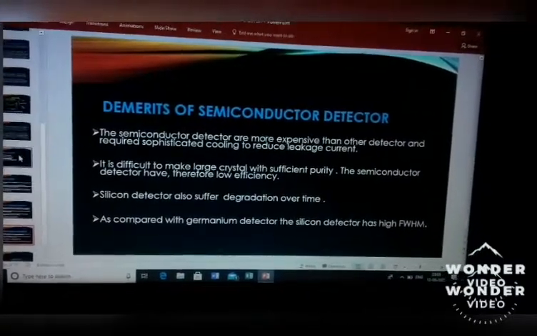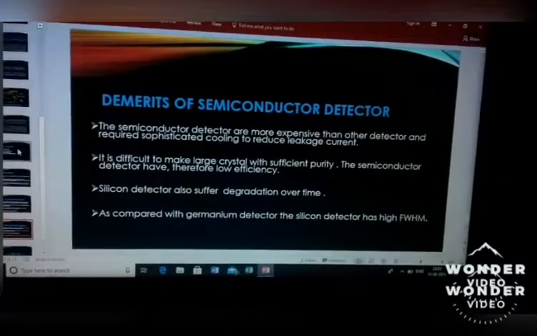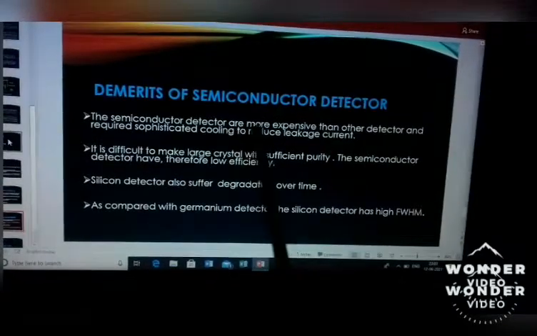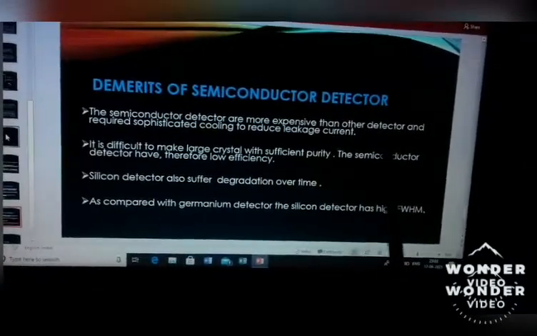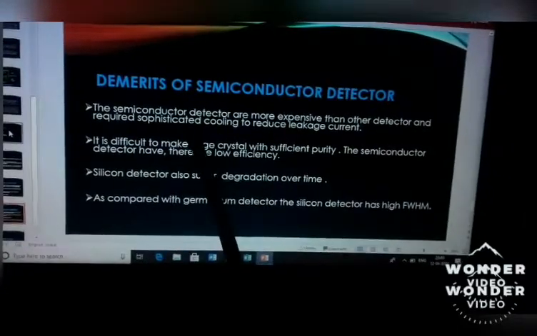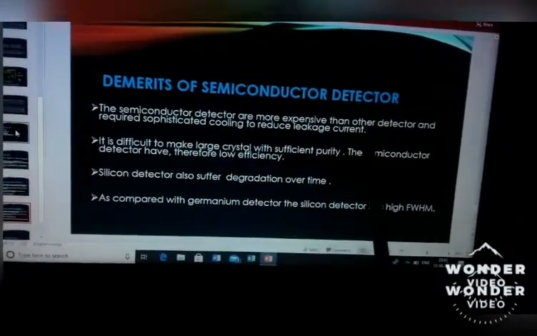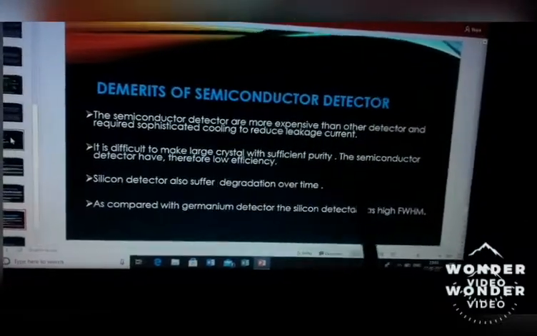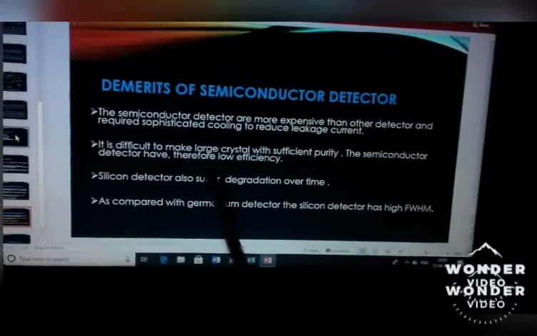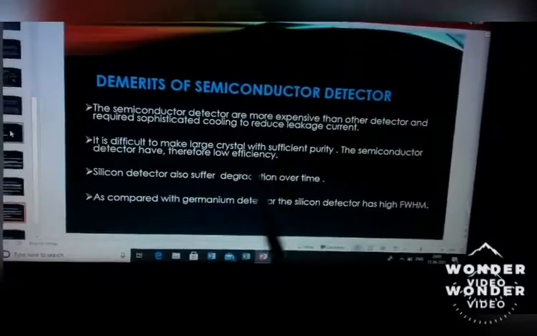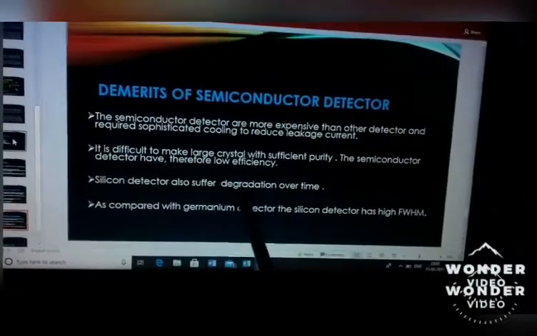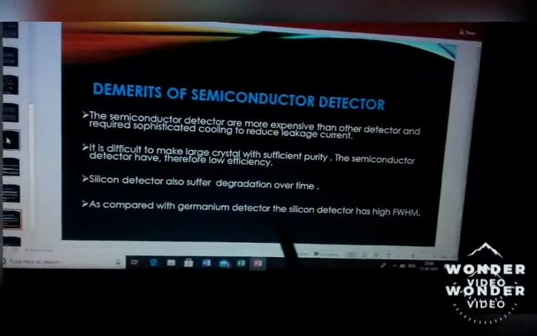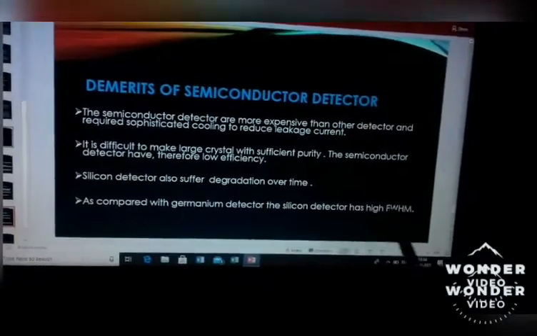Now, demerits of semiconductor detectors. Semiconductor detectors are more expensive than other detectors and require sophisticated cooling to reduce leakage current. It is difficult to grow large crystals with sufficient purity. Semiconductor detectors therefore have low efficiency. Silicon detectors also suffer degradation over time. As compared with germanium detectors, silicon detectors have a high FWHM.